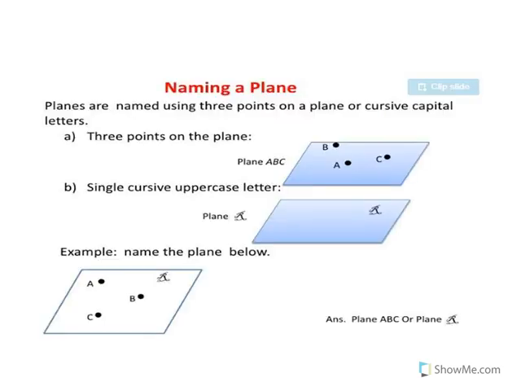Naming a plane. Planes are named using 3 points on the plane or a single cursive capital letter. So with 3 points on a plane, we call this plane ABC, or with a single cursive uppercase letter, we call this plane R. So an example of a plane below: we call this plane ABC or plane R.